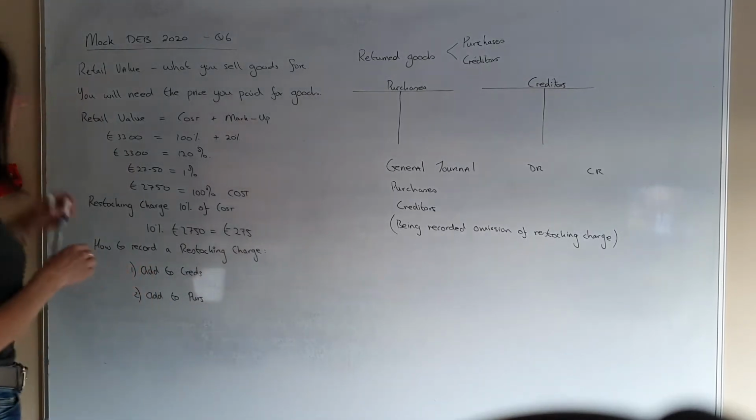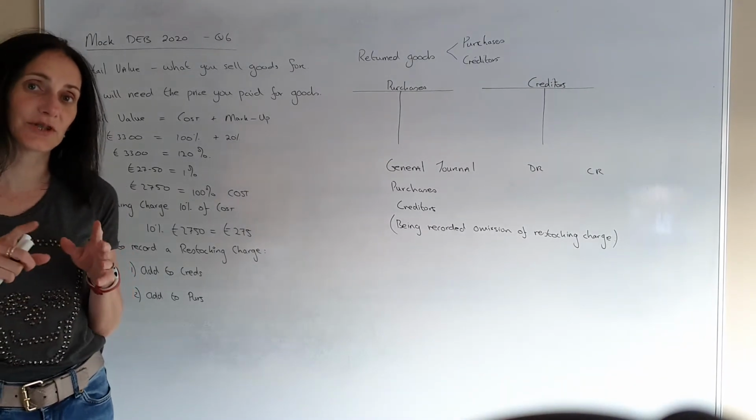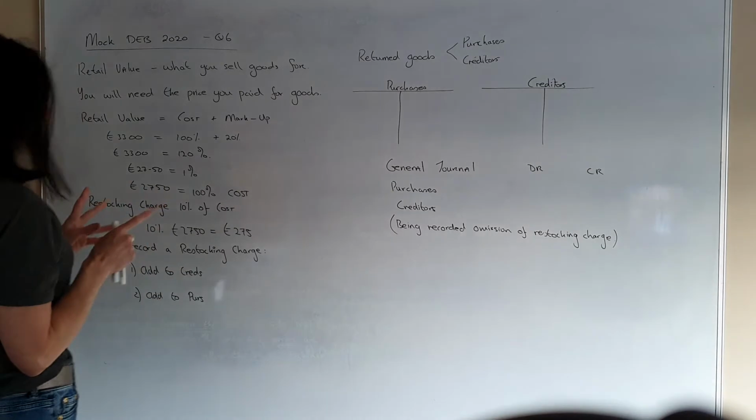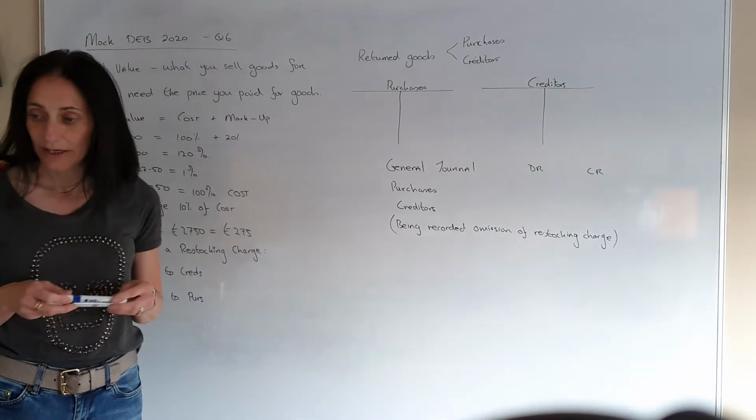Okay, we're going to look at the mock DEB 2020. We're going to look at question 6 and we're going to do the correction of errors. Right, first of all, when you get your question, make sure you break it down and read what they're talking about. So in this question, they said retail value.